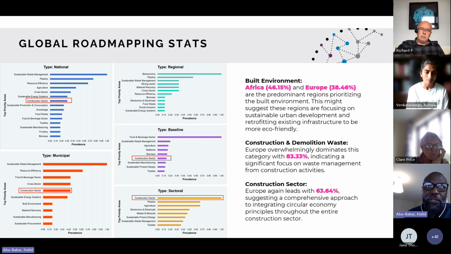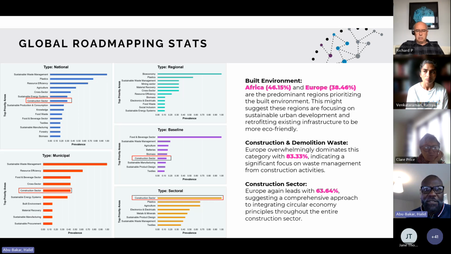Now, I intentionally highlighted construction to underscore where it sits under the different types of roadmaps. With national roadmaps, you can see these are the different priority areas across all the national roadmaps globally. In regional roadmaps, construction doesn't actually score that highly. In municipal roadmaps, you can see where construction is. Essentially, construction scores quite highly in most of the roadmaps. In all the sectoral roadmaps that I've collected, construction by far is the most prominent priority area.